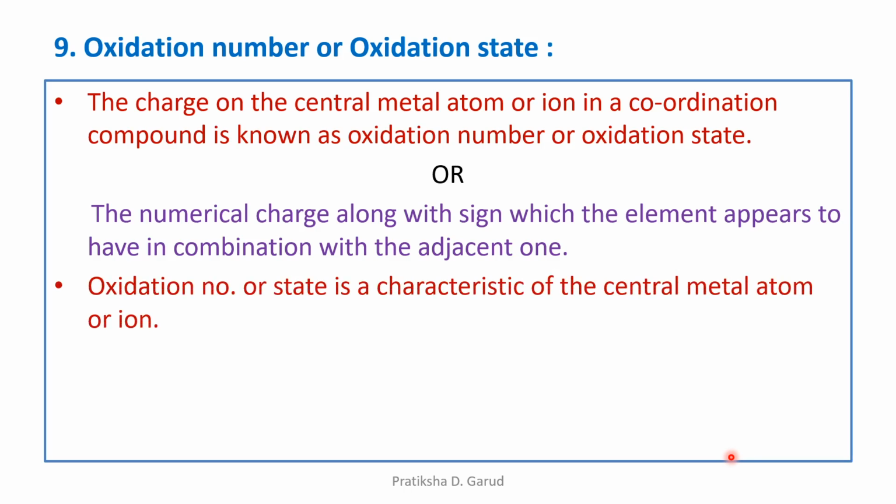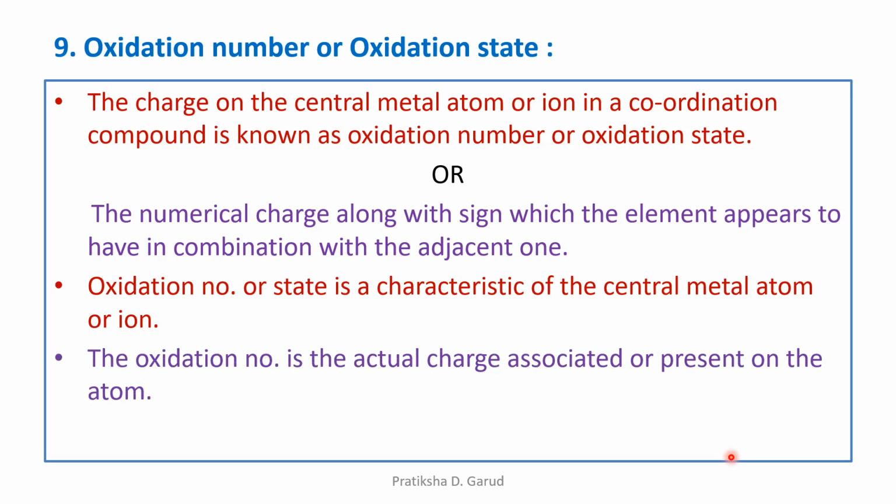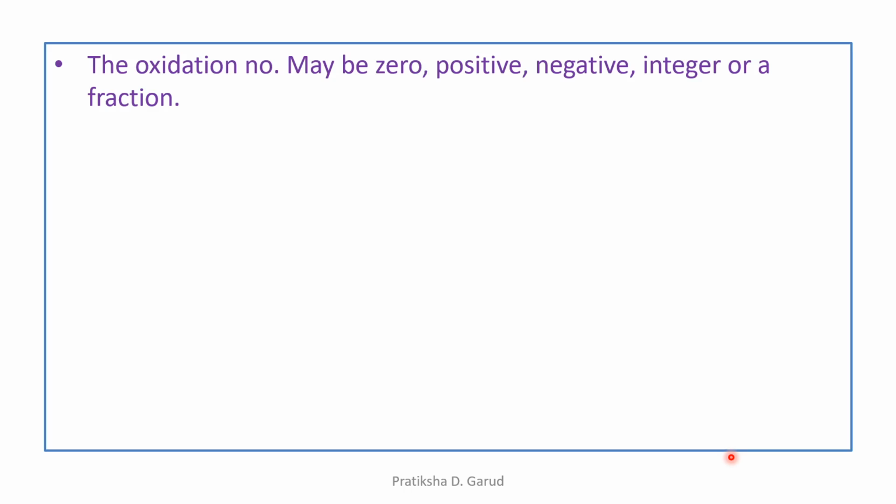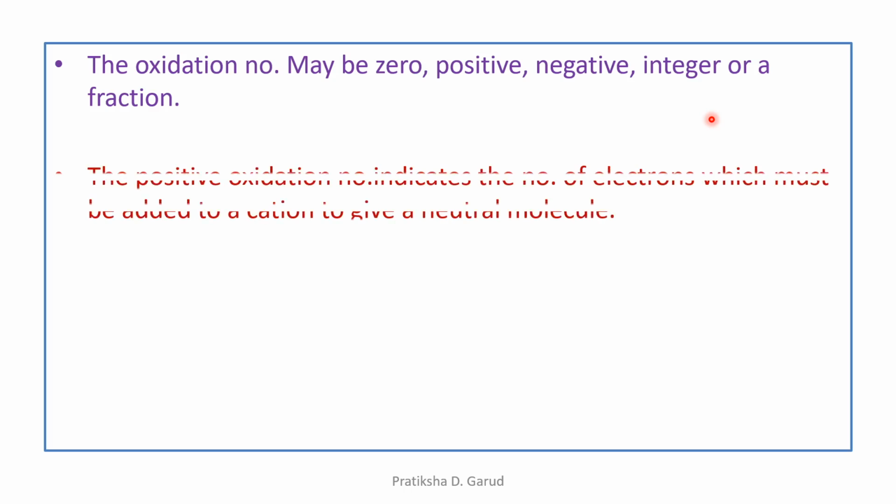The oxidation number or the oxidation state is a characteristic of the central metal atom or ion. Further, we can say that the oxidation number is the actual charge present on the central metal atom or ion. The oxidation number may be 0, positive, or negative, and it may be an integer or a fraction.